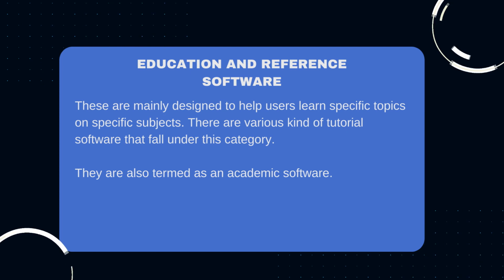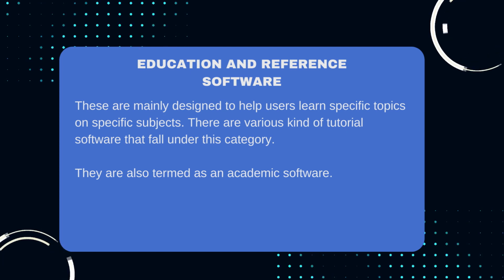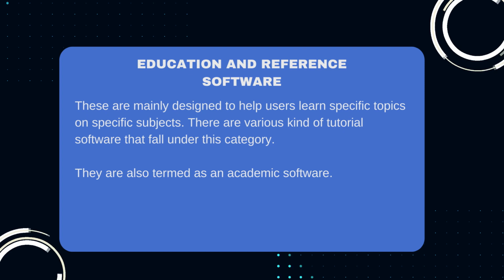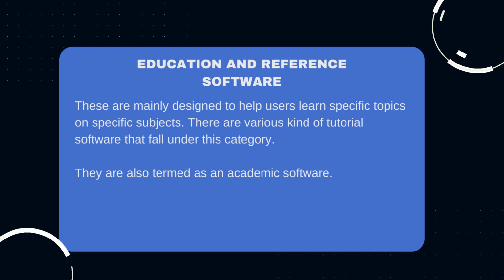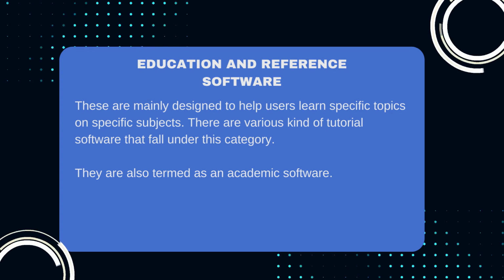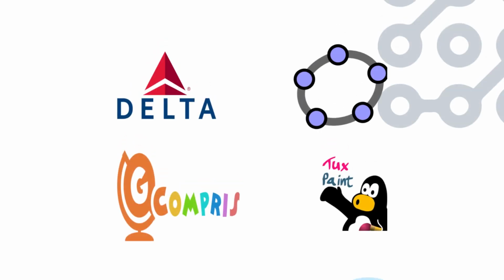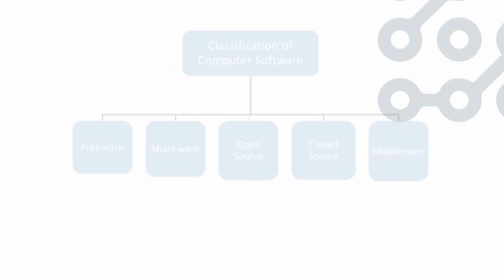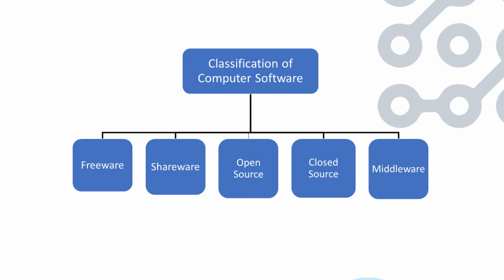For education and reference software, these are mainly designed to help users learn specific topics on specific subjects. There are various kinds of tutorial software that fall under this category. They are also termed academic software. So examples: Delta Drawing, GeoGebra, GCompris, and TaxFit. We have also different classifications of computer software. We have freeware, shareware, open source, closed source, and middleware.